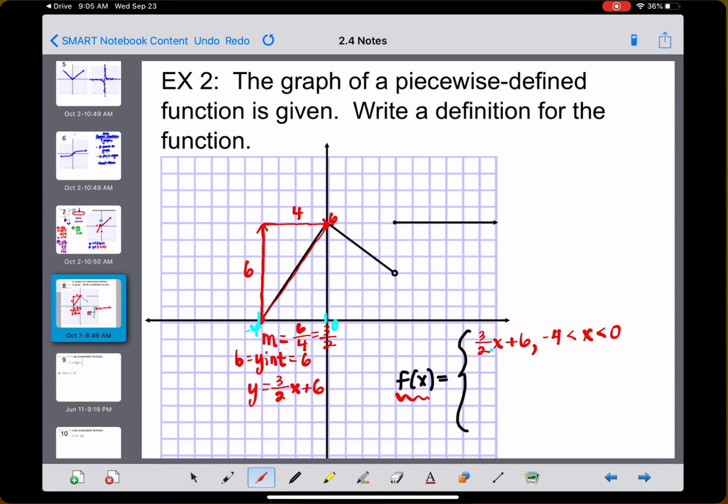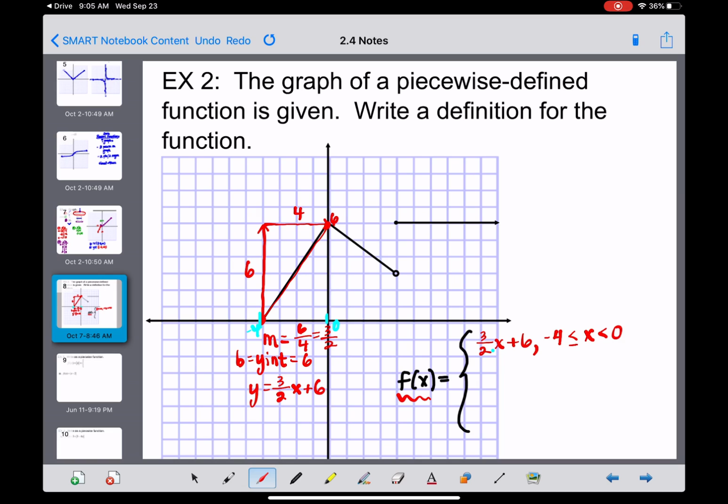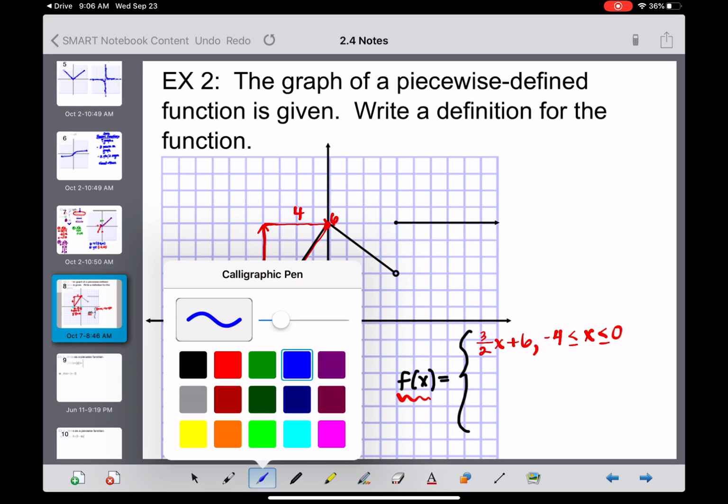Since the first one has a closed circle, we're going to put equal to. The second one is connected, so we don't know if it's open or closed, but one of them needs to be closed. So I'm going to go ahead and put an equal to there. We'll talk about how you could have put that second equal to on the next one, but I'm just going to put it with this one so I don't forget.